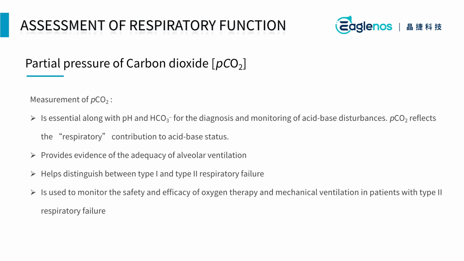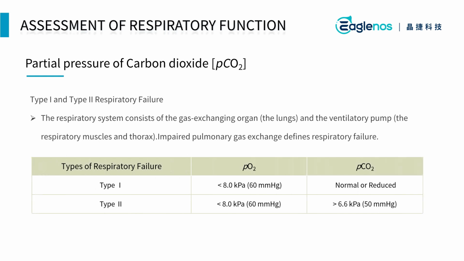Partial pressure of carbon dioxide levels are crucial for differentiating between type 1 and type 2 respiratory failure. These two types of respiratory failure have distinct pathophysiological mechanisms, and partial pressure of carbon dioxide measurement provides key insights into the underlying respiratory dysfunction. In type 1 respiratory failure, the primary issue is impaired oxygenation, leading to hypoxemia and low oxygen levels in the blood, but carbon dioxide removal remains relatively intact.